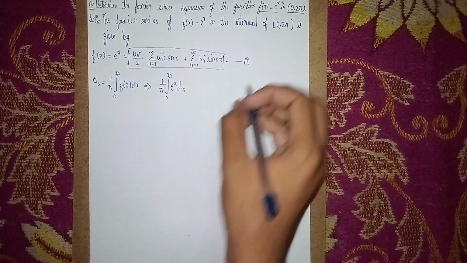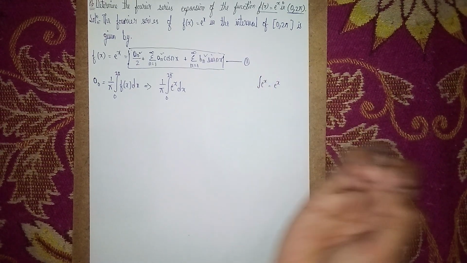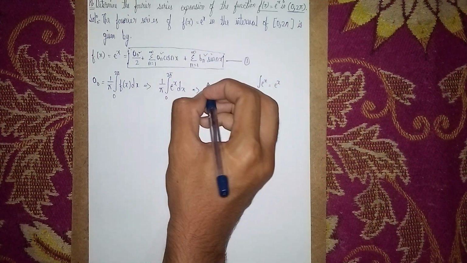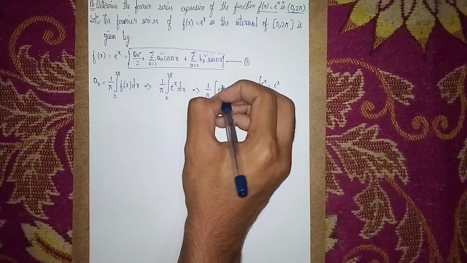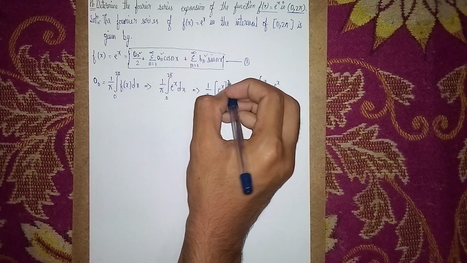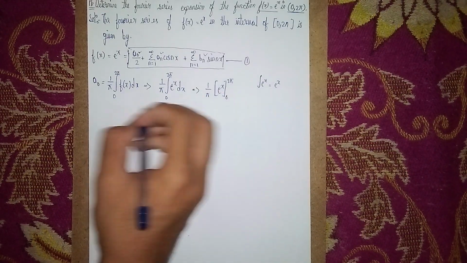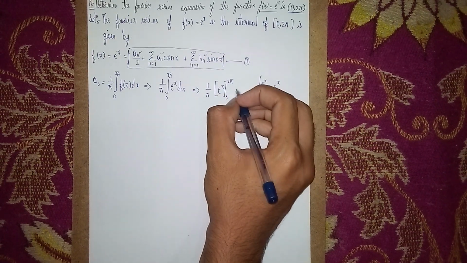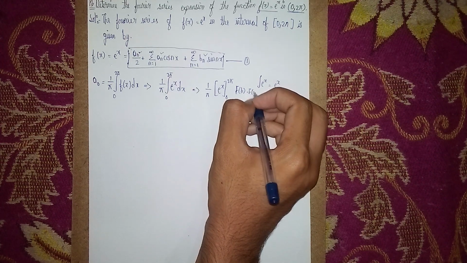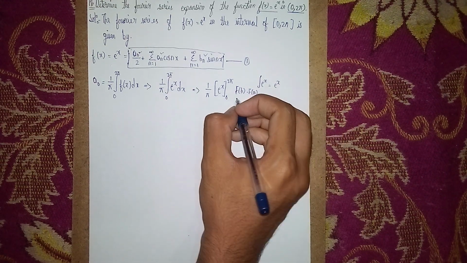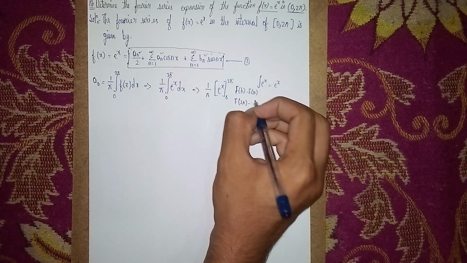Now the integration formula: integrate e power x is equal to e power x only. So it becomes 1 by pi e power x from 0 to 2 pi. Now apply the limit: f of b minus f of a. We don't need to write this in the exam, but I'm writing it so you can understand better. b is 2 pi minus a is 0.